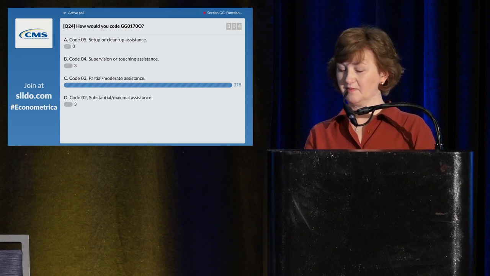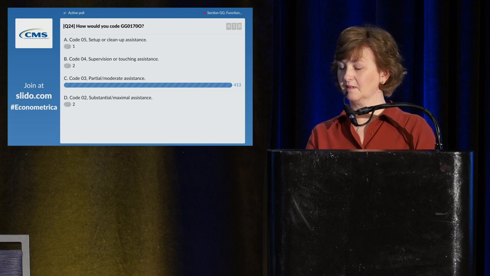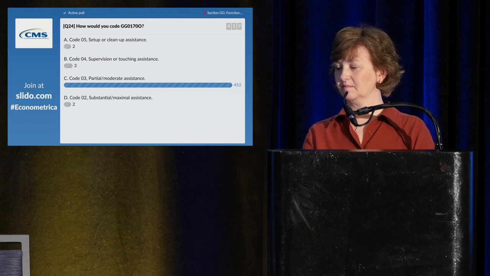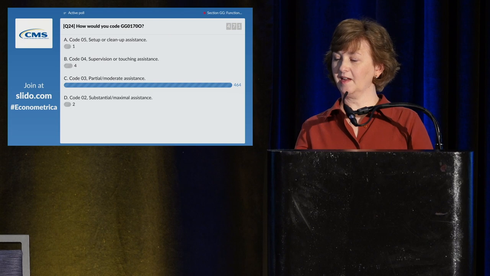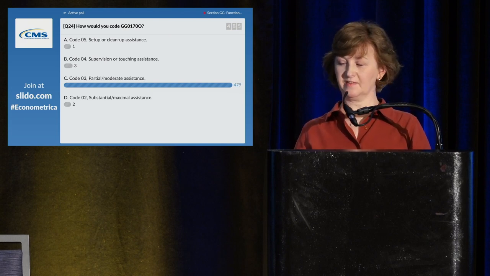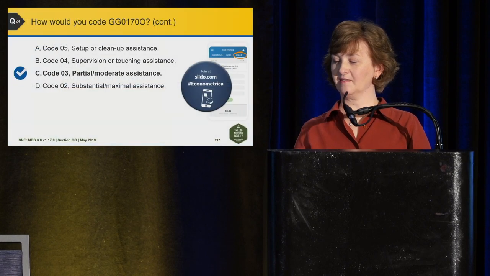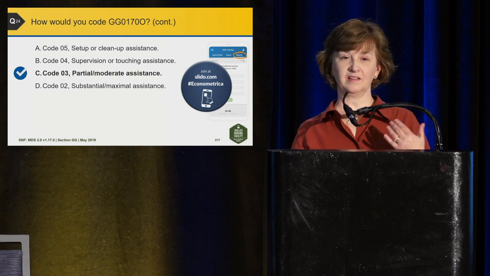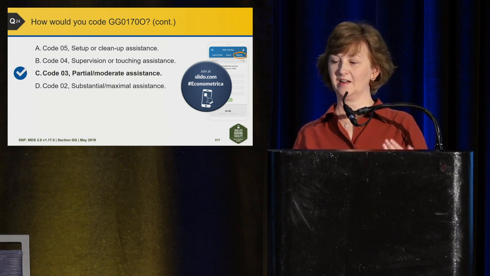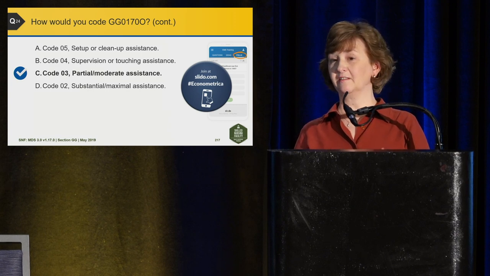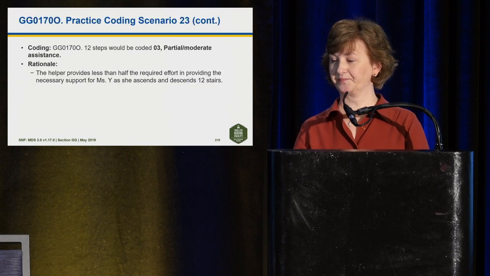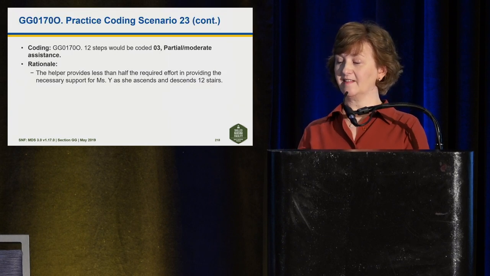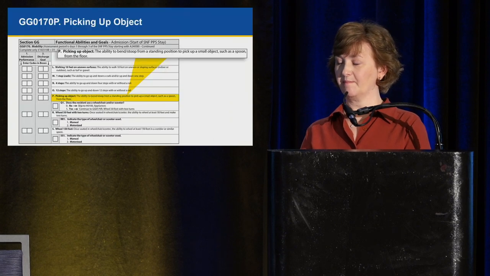Okay, it looks like there's still responses coming in here. Okay, looks like it's slowing down now. So it looks like most of you coded 3, partial or moderate assistance. I agree with that. Let's see what the correct response is. It is indeed code 3. So again, at level 4, there's touching, steadying assistance being provided. At level 3, there's some lifting that's starting to happen with the mobility activities. So the rationale here: the helper provides less than half of the effort in providing support as Ms. Y ascends and descends the 12 steps.